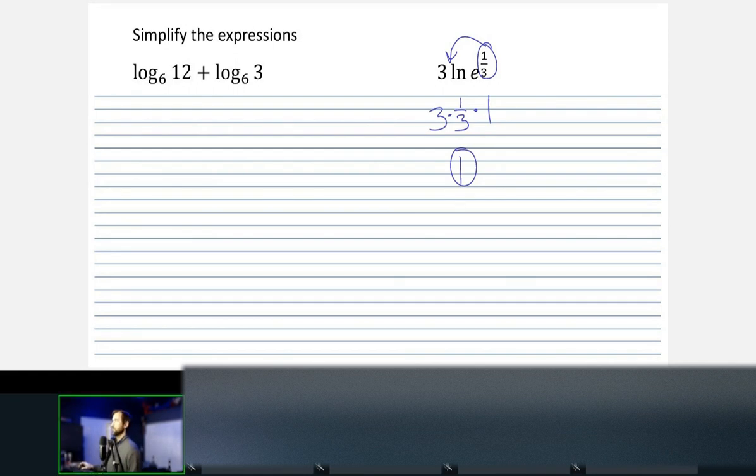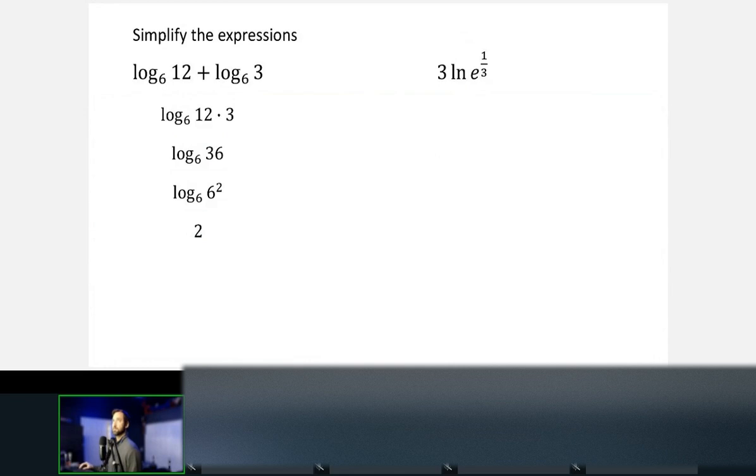We also could have moved the 3. Did anyone do it that way? Moving the 3 back to the exponent? Yeah, there usually isn't just one way to do these problems. So we could have moved that 3 back to the exponent, and now we have natural log of e to the 1/3 to the third power. Does everyone see that?